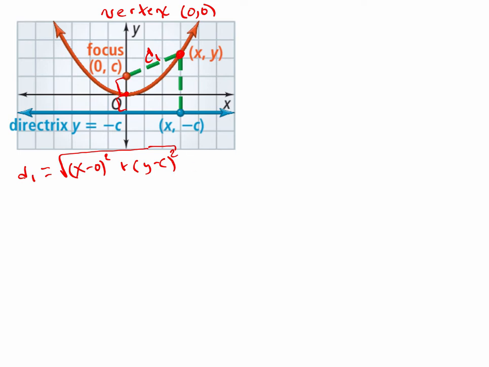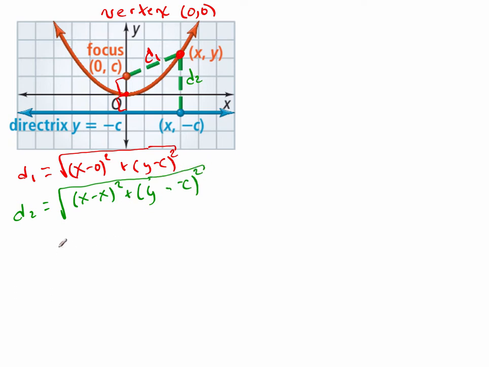Let's look at what the second distance is. This distance right here, I'll call it d2. d2 is the square root of the change in x. Well, we're going from (x, y) to (x, minus c). So the change in x is actually 0, but I'm going to write it this way anyway, plus y minus a negative c.